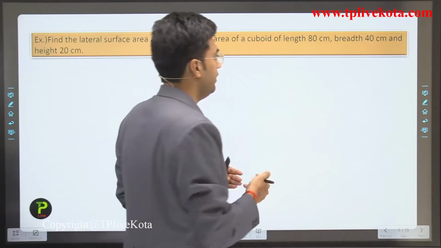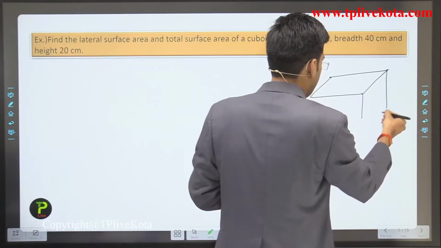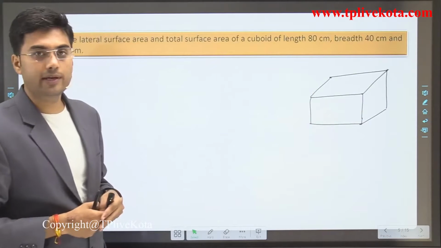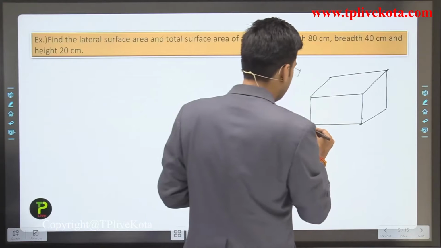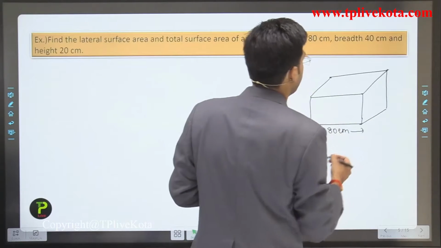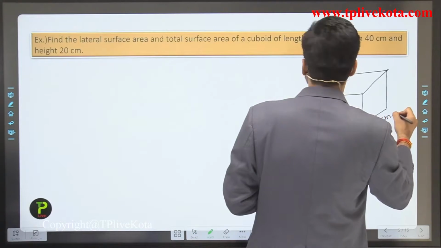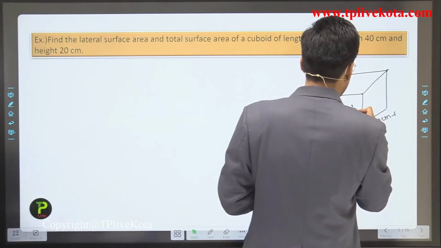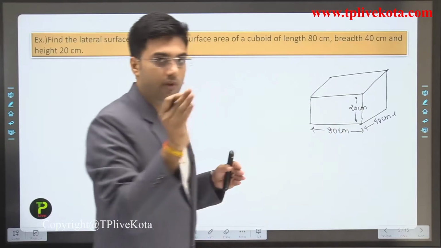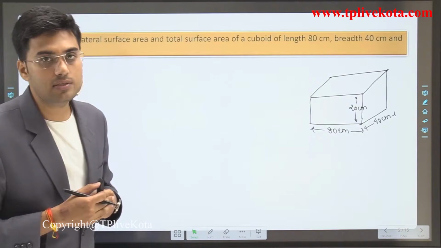Clear? Here we have a cuboid. This is a cuboid here, and the length is 80 centimeter and the breadth is 40 centimeter. The height is 20 centimeter. Clear? Now we have to find the lateral surface area and total surface area of this cuboid.